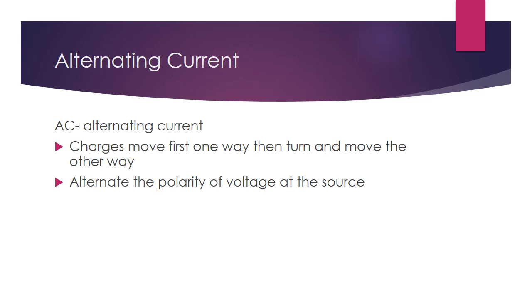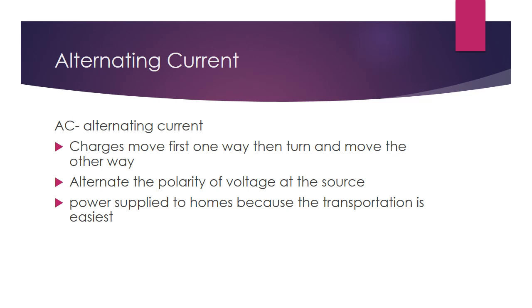But what this really does is it alternates the polarity of voltage at the source. So where the voltage is coming from, it's going to flip directions one way and then the other. So in the power lines and stuff, when it's passing through, it's alternating current. What's coming into your household is going to be alternating current that then has to be changed in order to be used in normal circuits in our homes.